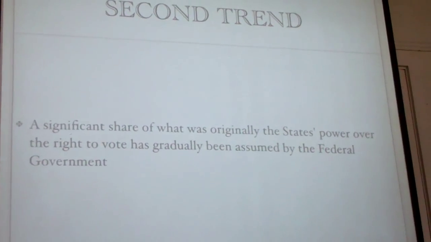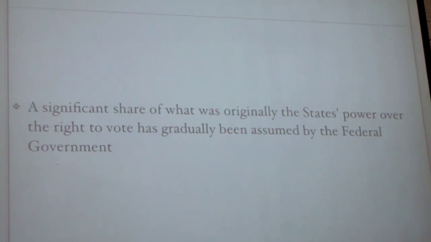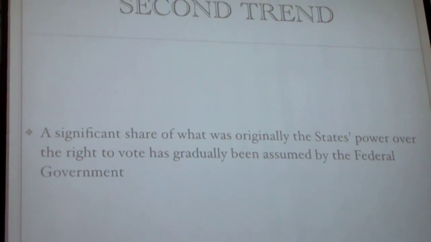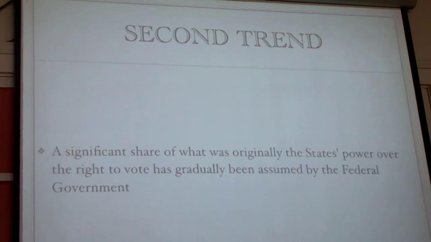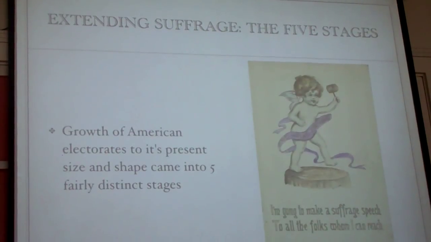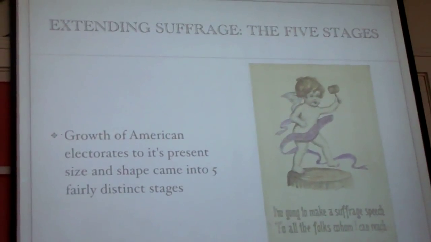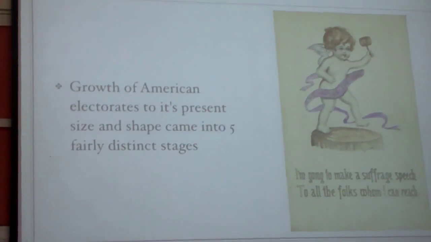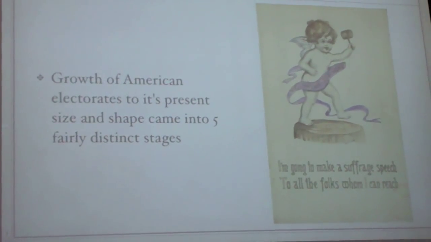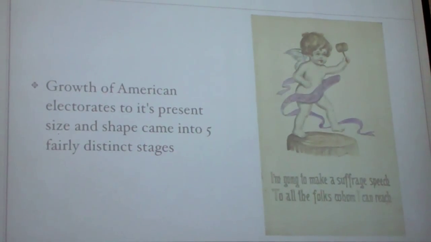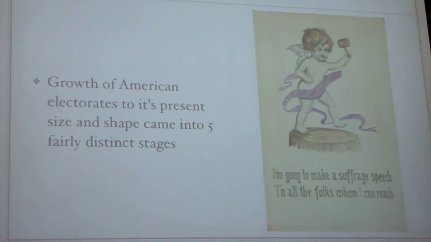A significant share of what was originally the states' power over the right to vote has gradually been assumed by the federal government. Extending the suffrage in 5 stages. The growth of the American electorate to its present size and shape came in 5 fairly distinct stages.